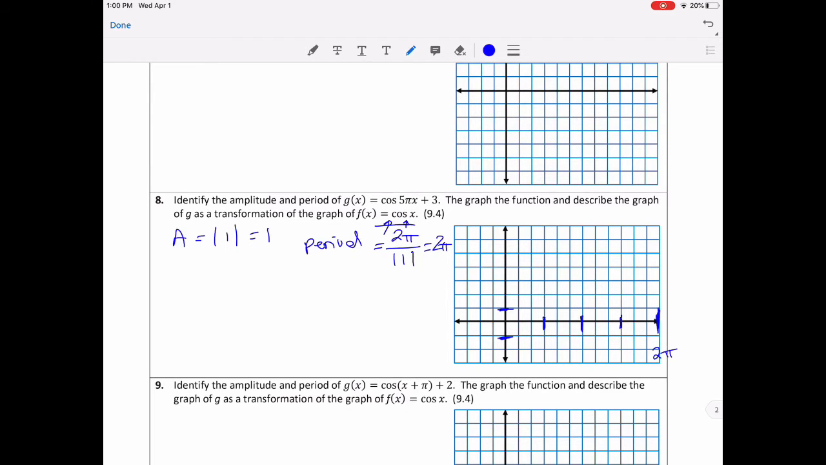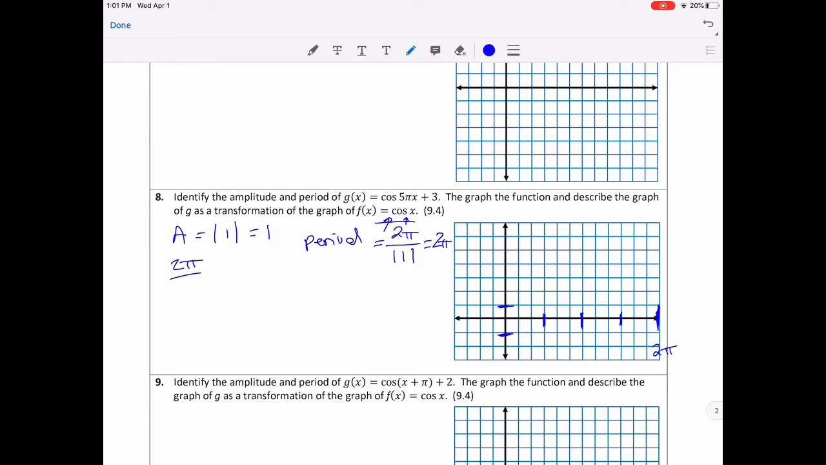And then what did I do? I took 2 pi and divided it into 4 parts. Pi halves. And if I'm starting here at 0, well, 0 plus pi halves is pi halves. And then add another pi halves to it, pi, and so on, 3 pi halves and 2 pi. Okay. So same process, and then what did we do?